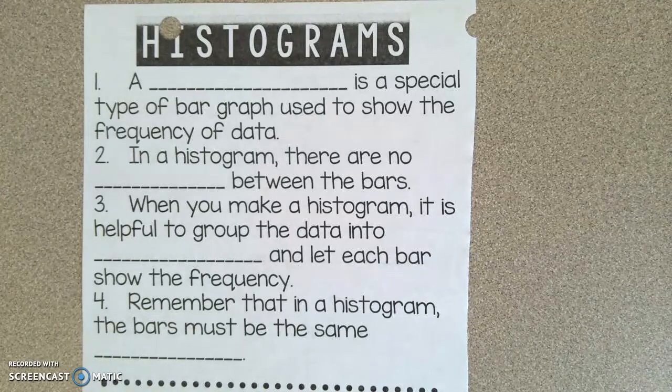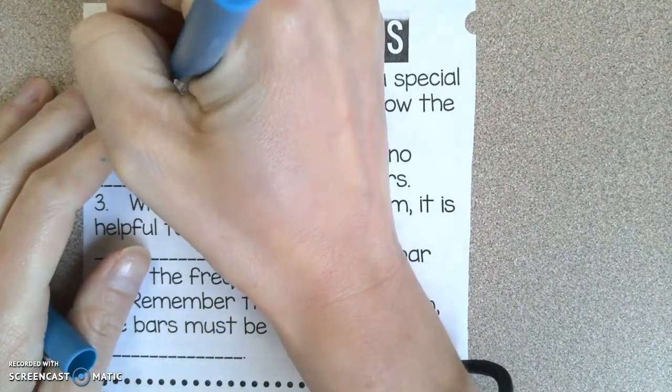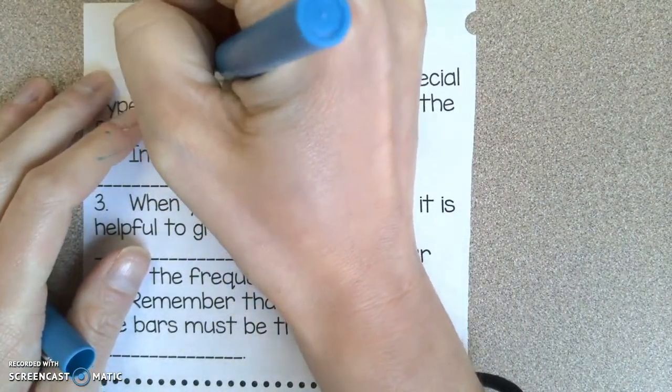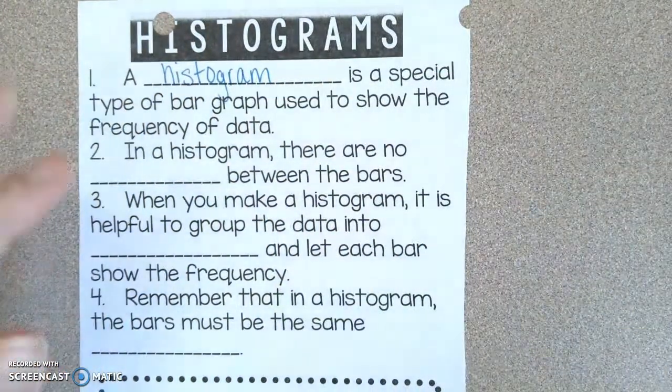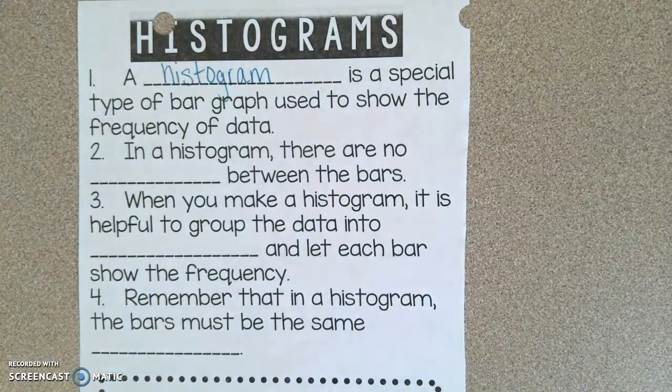Today we're going to look at histograms. This is another type of data display that you're going to create for your project. A histogram is a type of bar graph that we use to show the frequency of data. When we talk about frequency, we're talking about how often a number shows up. Think about, for example, when you say something happens frequently, you're talking about how often it happens.